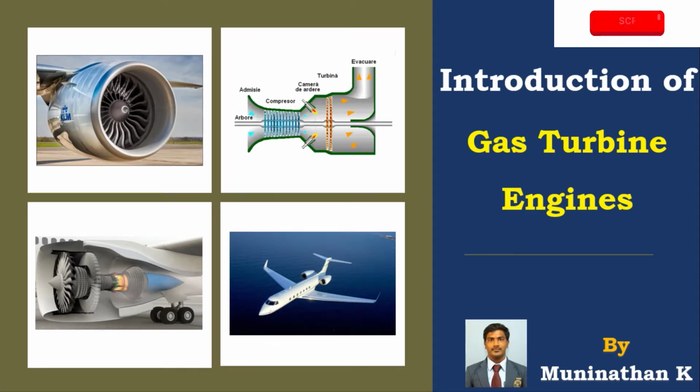Engine. An engine is an energy conversion device. It may convert thermal energy to mechanical, or chemical energy to mechanical. Turbine. In a gas turbine, the turbine is a device used to produce power, which means a turbine is a power producing device. Gas. The working medium remains in the gaseous phase throughout the entire cycle. That's why we call them gas turbine engines.